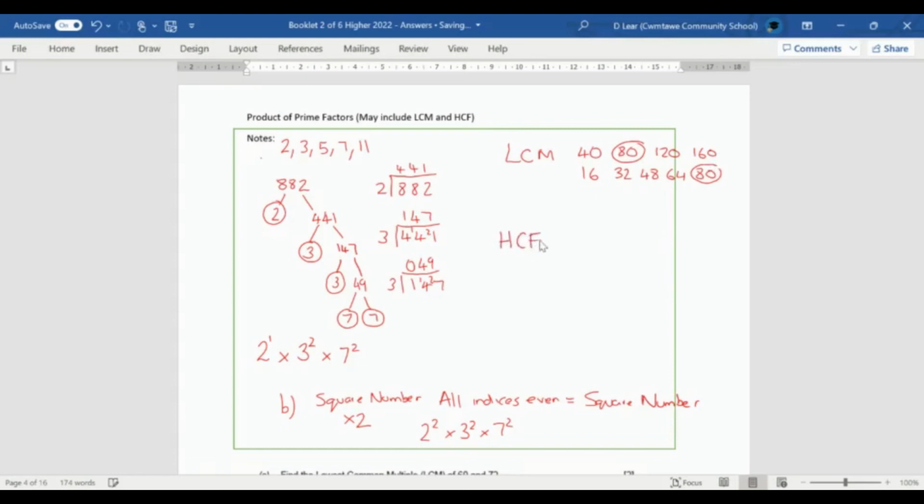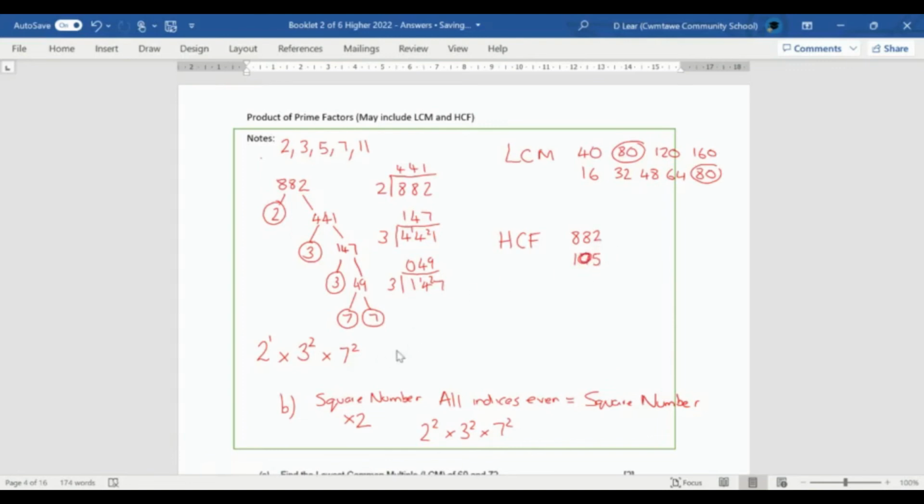HCF is the highest common factor, right? If they ask an HCF question, it's likely that the first number they give you, you'll already have done a tree for. So I might say, what is the HCF of 882 plus, what have we got? 175, okay? Let's try that. Hopefully it works, I don't know. No, it doesn't. Let's make it 105. Okay, so what's the biggest number that goes into both of those? You can see that would be tricky.